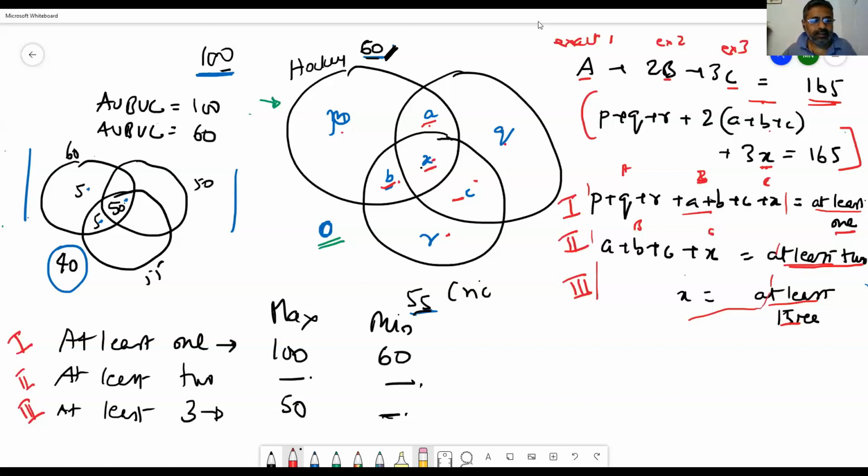Anybody else? Because if it is 0, is this okay? So what is the condition? We get 1 plus 2 plus 3 is equal to 165, right? And at least 1 plus at least 2 plus at least 3 is equal to 165. Second condition: at least 1 should always be greater than or equal to at least 2, which should always be greater than or equal to at least 3. Is that okay?